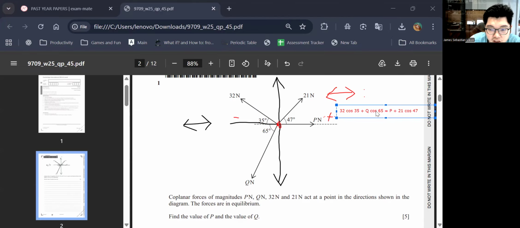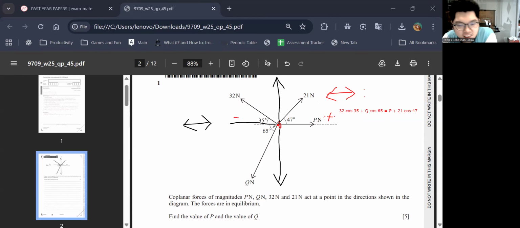Well, first things first, you should note that all of the forces have the angles in degrees. So when you want to solve this, you should ensure that you are calculating your trigonometric values based on degrees, not radians.